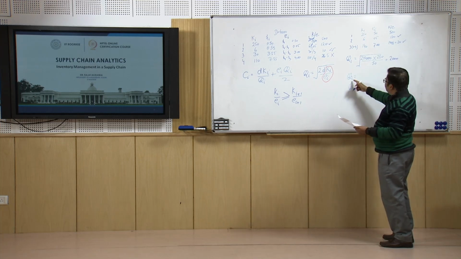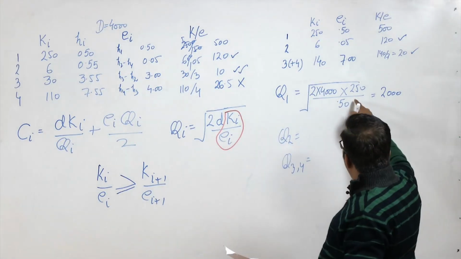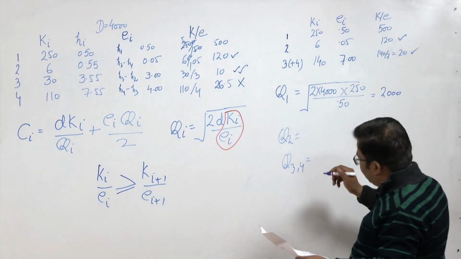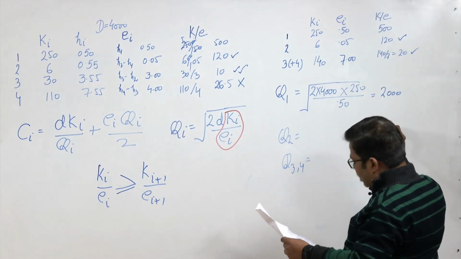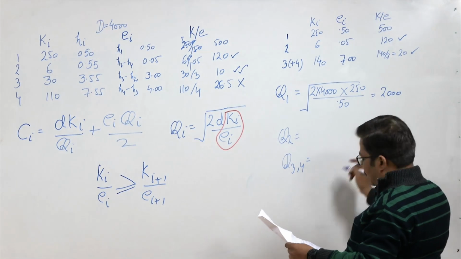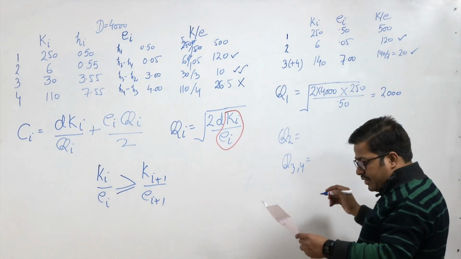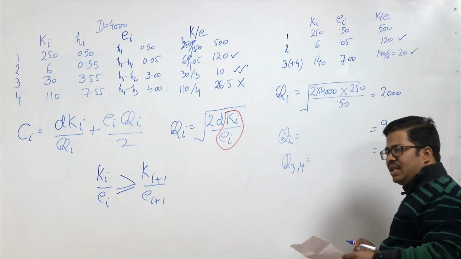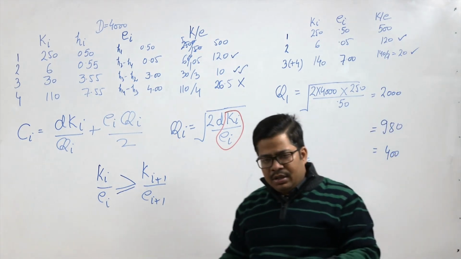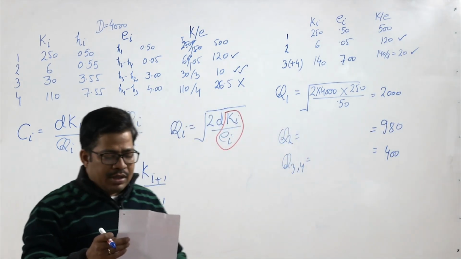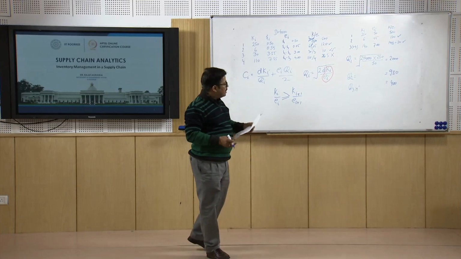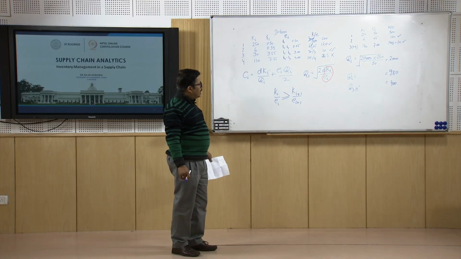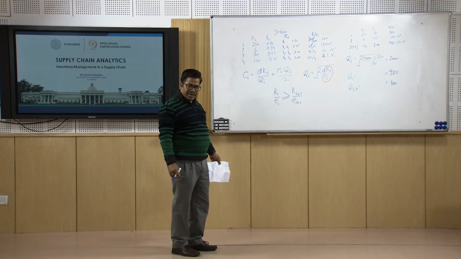The value of Q2 when you apply K upon E is 120, so this will come as 980, and for stage 3 and 4 this will be 400. So this is the initiation of the problem. The first solution which we get is that Q1 is 2000, Q2 is 980, and Q3, Q4 is 400.